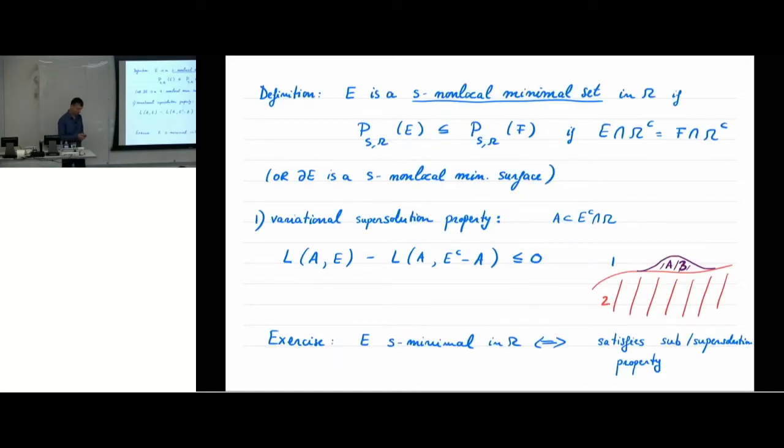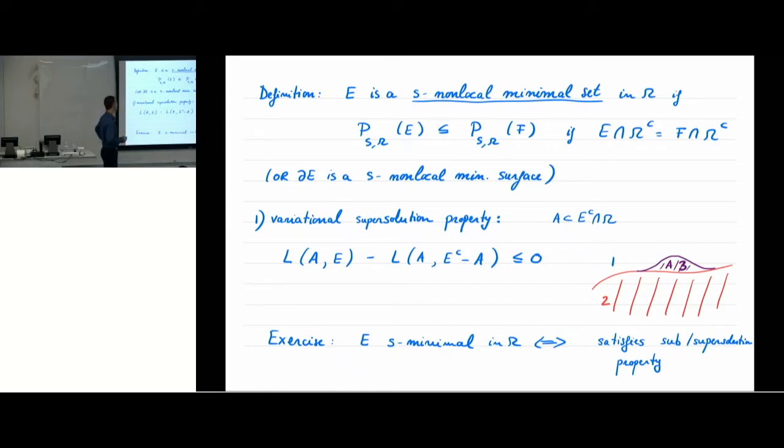Okay. So how do we define non-local minimal sets? We say E is a non-local minimal set in omega if, no matter how I perturb E inside omega, in other words, if I take a set F that coincides with E in the complement of omega, then the s-perimeter of E is less than the s-perimeter of F.